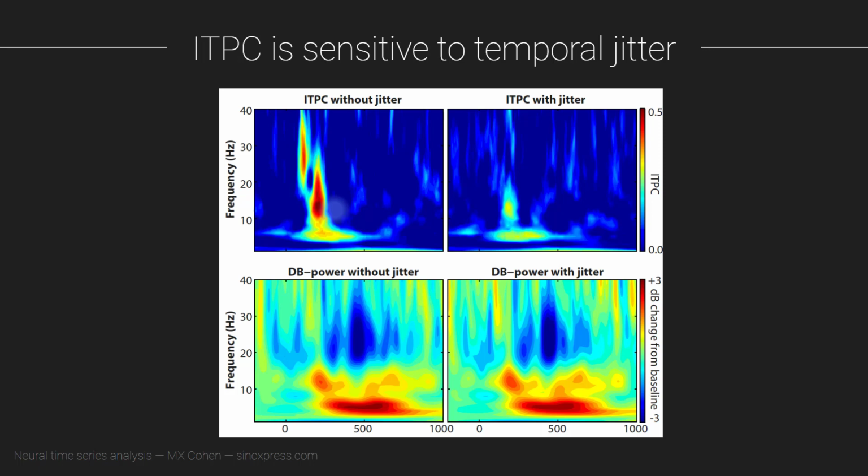Okay, so that's all I want to say for now about intertrial phase clustering. After having a look at this in MATLAB, I'm going to get back to Morlet wavelets and I will start talking about the key parameter of Morlet wavelets, which defines the trade-off between temporal precision and spectral precision.